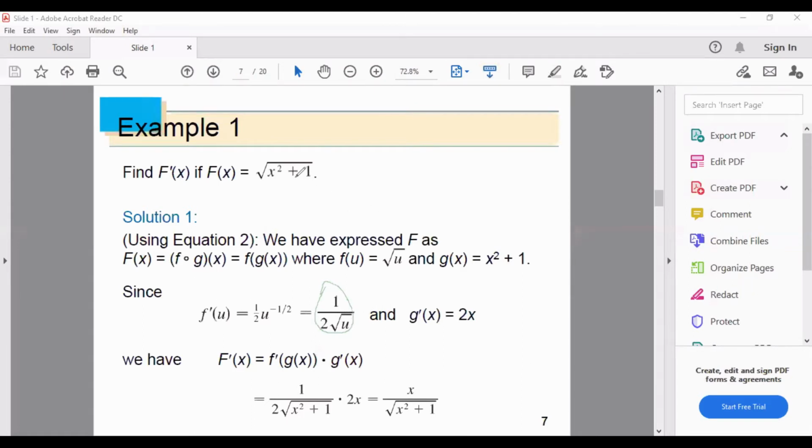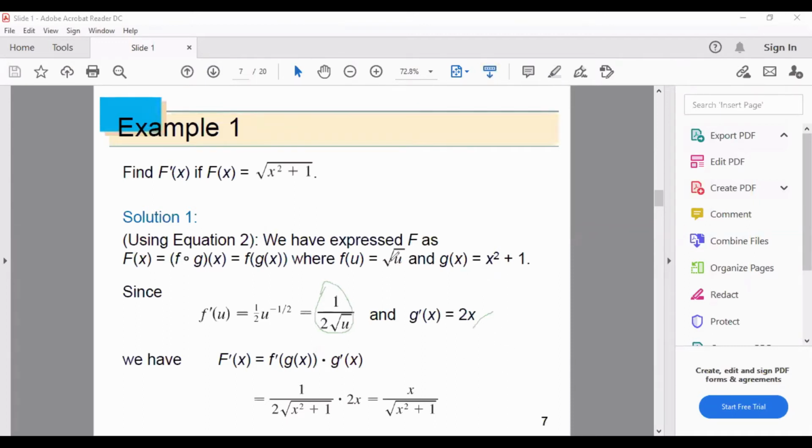Obviously, the derivative of x squared plus 1 is 2x. This is an easy polynomial. We have to evaluate the derivative of x squared, which is 2x. The derivative of 1 is 0. That's why its derivative is 2x.